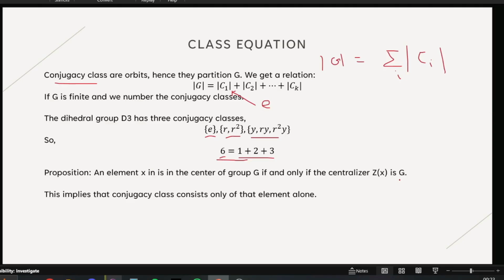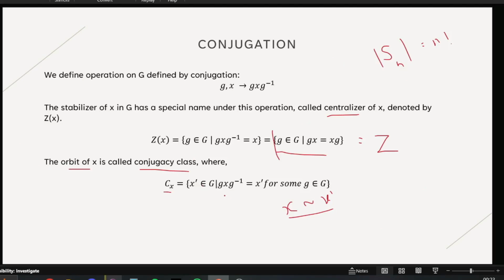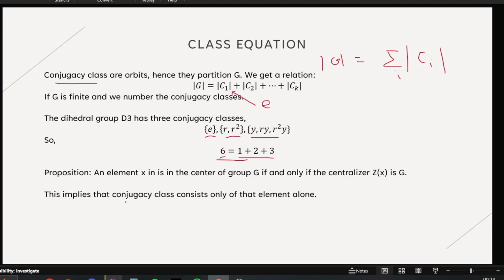So when it commutes with every other element, if we look at the conjugacy class, x dash will be the element x itself. So the conjugacy class will have only that element. It will have no other element.